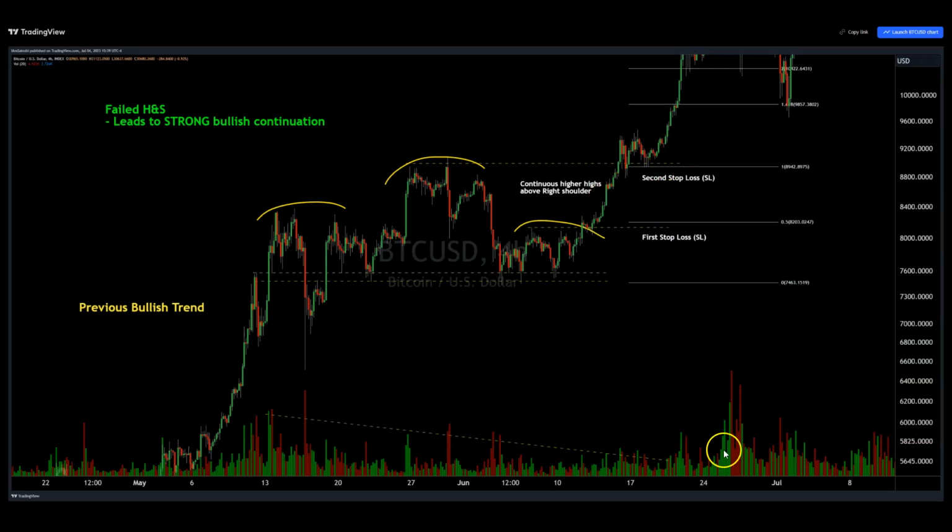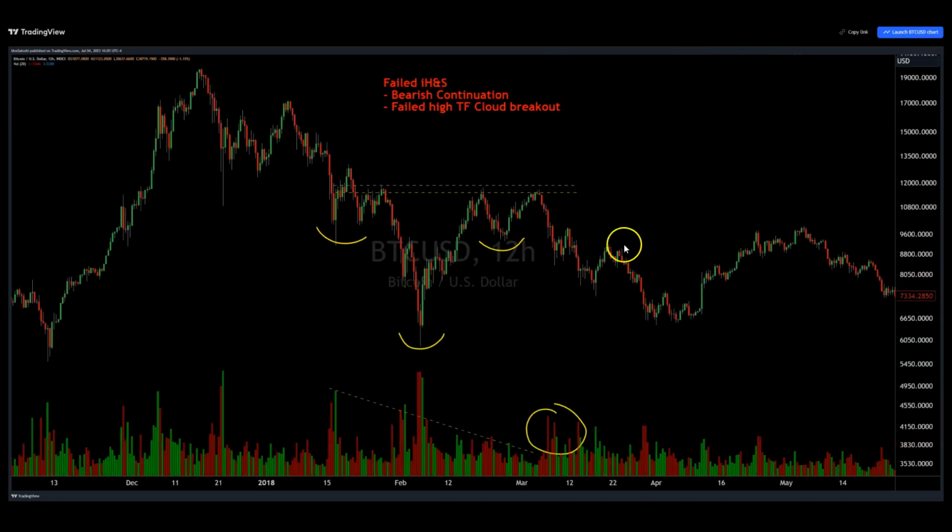And eventually you do get some more high conviction volume coming in. But again, this isn't perfect volume profile either. Here's a failed inverted head and shoulders. This was in 2018. I think this was around the time of the infamous 33K by July call.